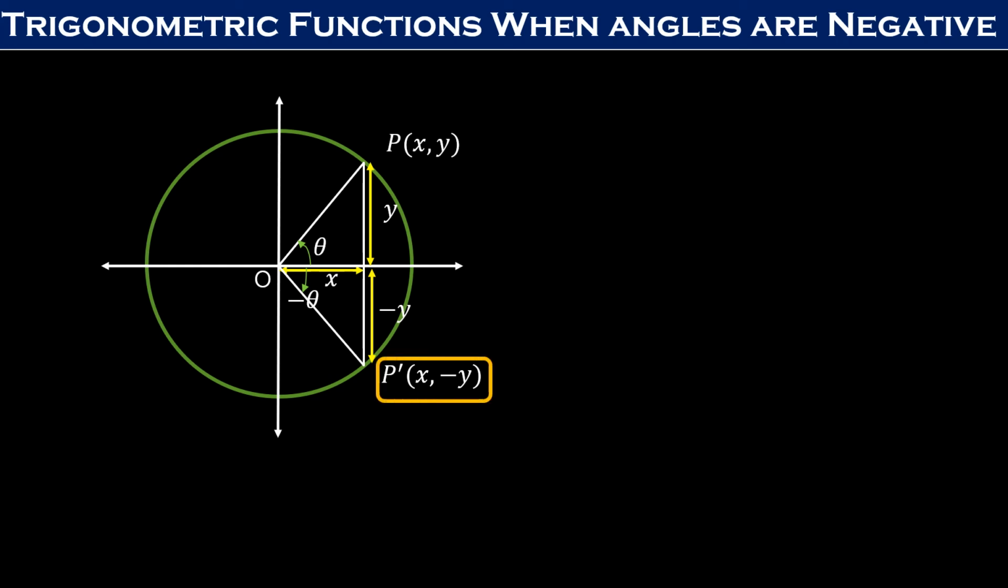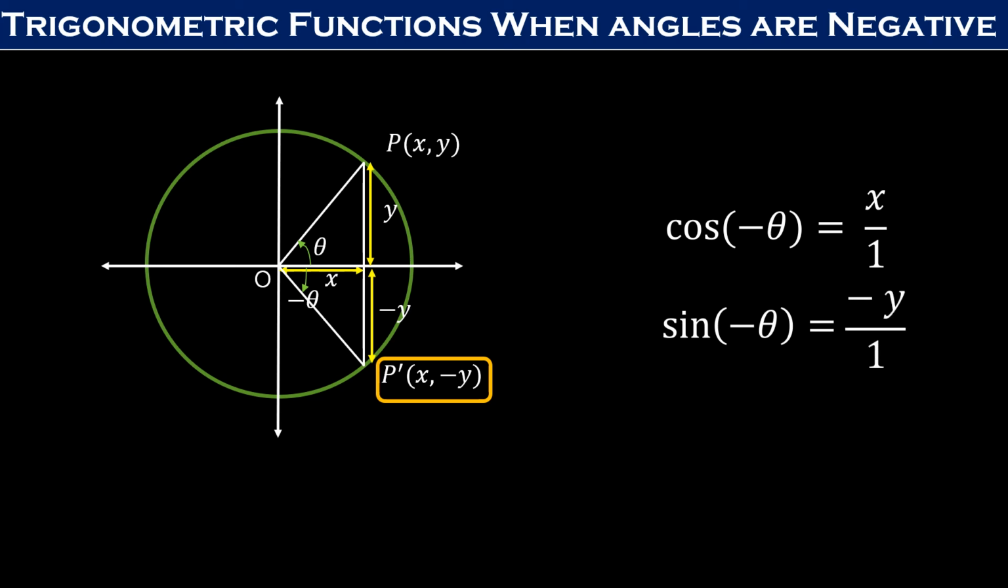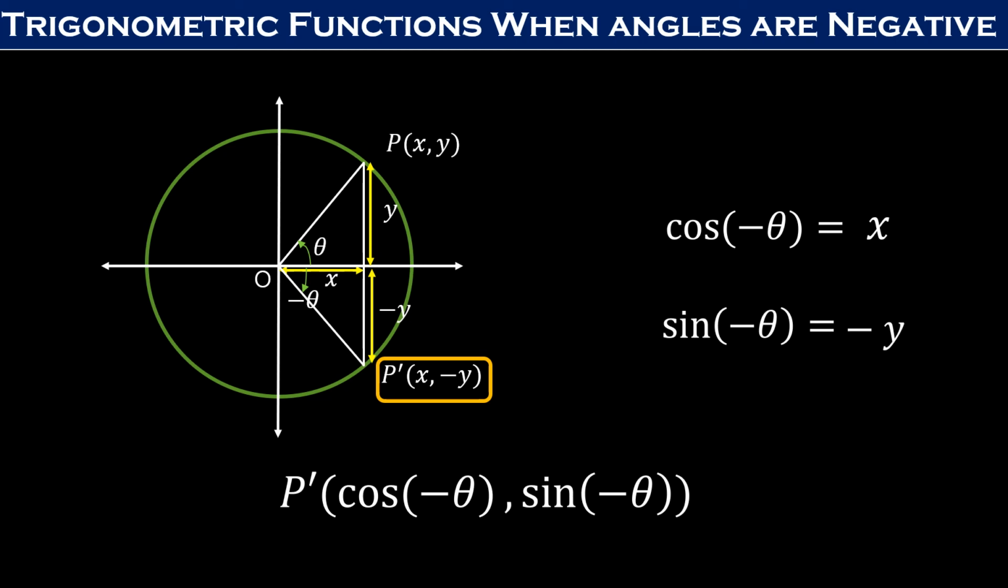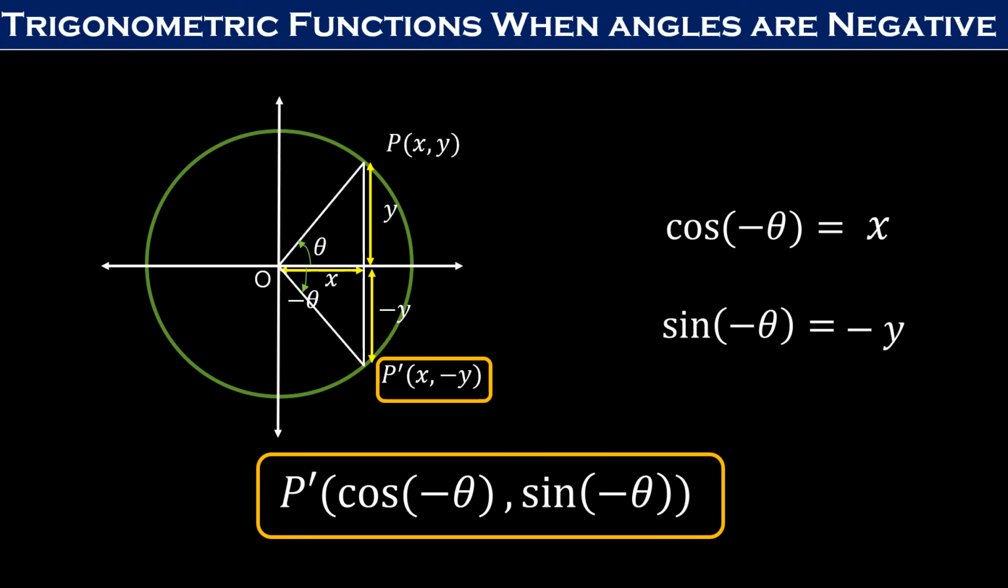Now we are going to find the value of cos of minus theta and sin of minus theta. As cos of minus theta is base upon hypotenuse, it would be x upon 1, and sin of minus theta is altitude upon hypotenuse, so it would be minus y upon 1. So we can say that cos of minus theta is x and sin of minus theta is minus y. So the polar coordinates of P dash are cos of minus theta and sin of minus theta.